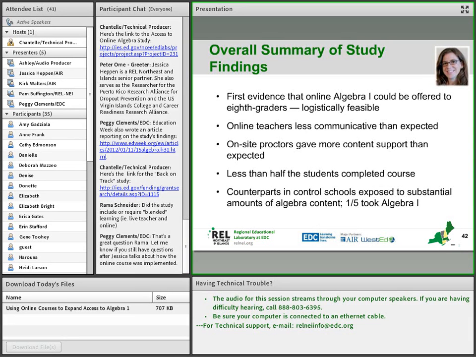So skipping for real, I was just joking a second ago, to the overall summary of findings, the study provides the first evidence at all that online Algebra I could be offered to 8th graders. So it was logistically feasible to do this. This evidence didn't otherwise exist in any formal way.